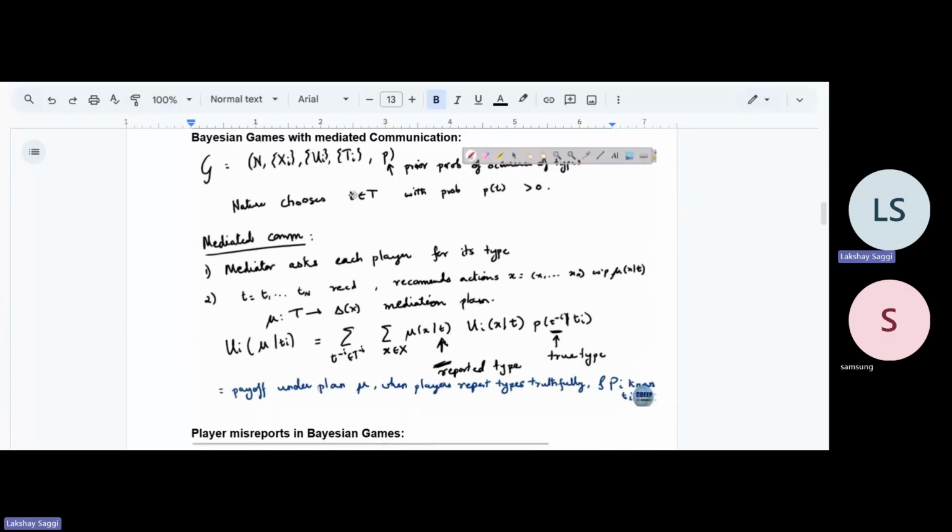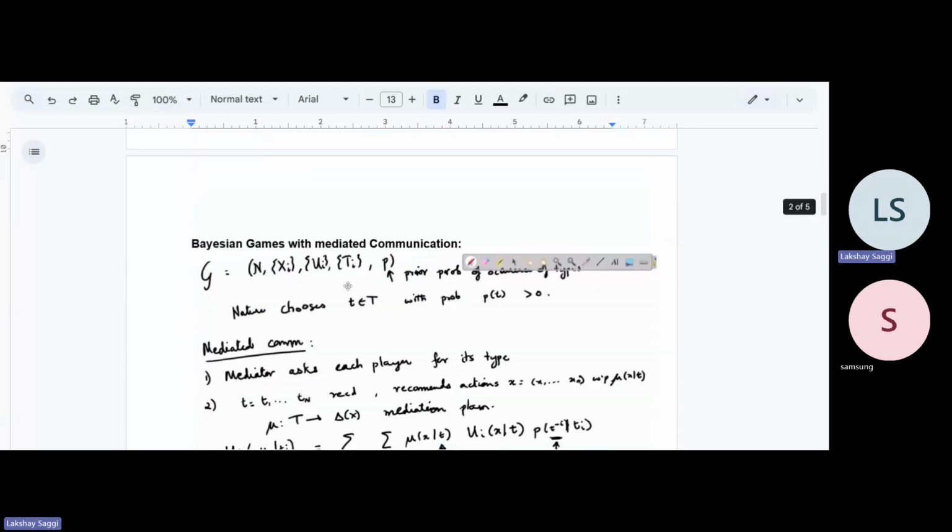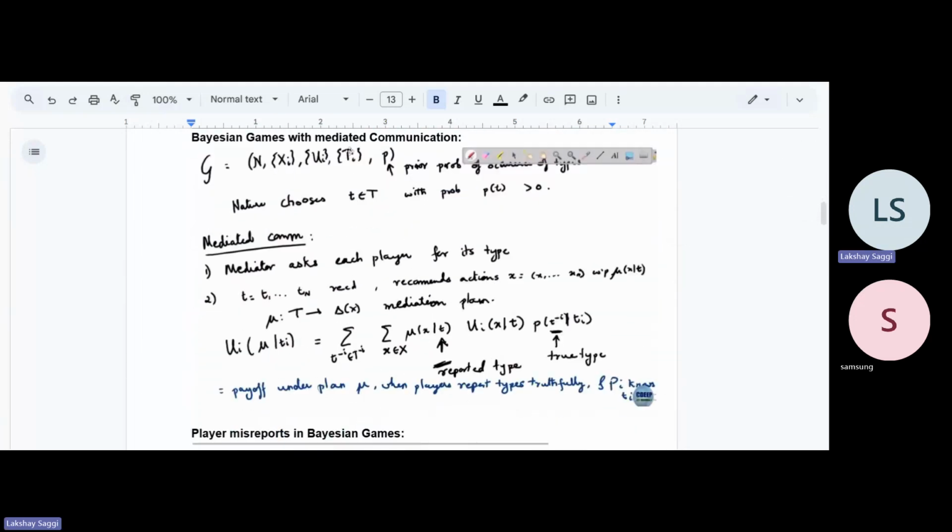Then we came to Bayesian games with mediated communication. Here we just added one more element to this correlated equilibrium, which was that every player is initialized with a private type also, and this type is chosen by nature with some probability distribution. So now the mediator first has to ask each player for its type, and then each player responds truthfully or not truthfully. It's up to the player. And then after reading everyone's type, which can be correct or incorrect, the mediator comes up with a plan. It comes up with a mediation plan. And then the utility for any player can be written like this.